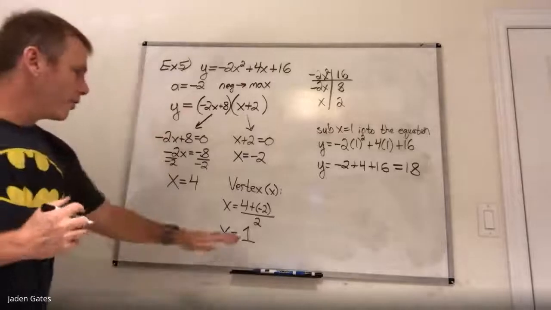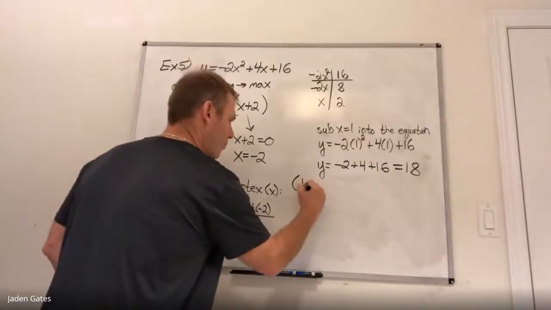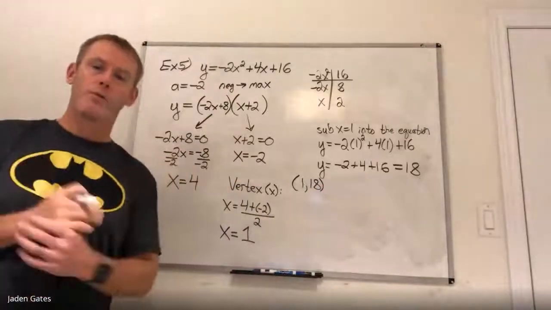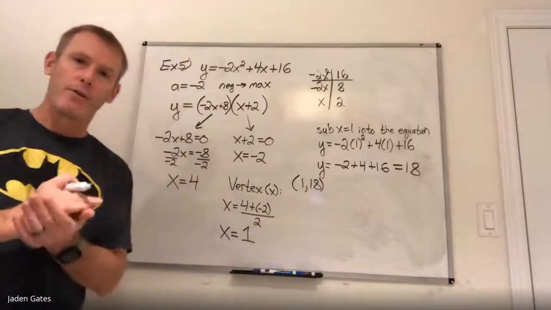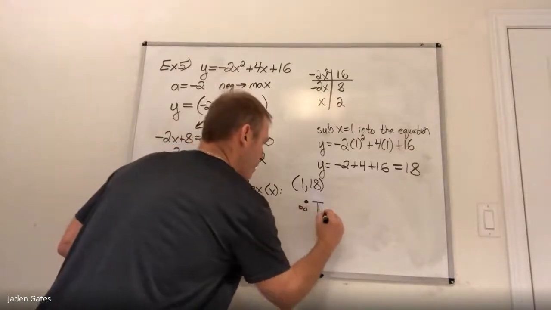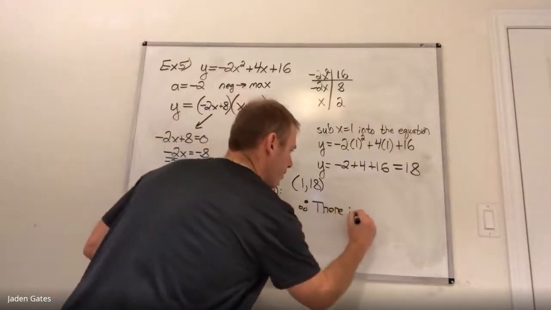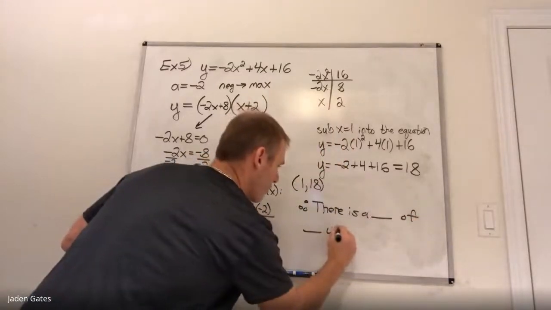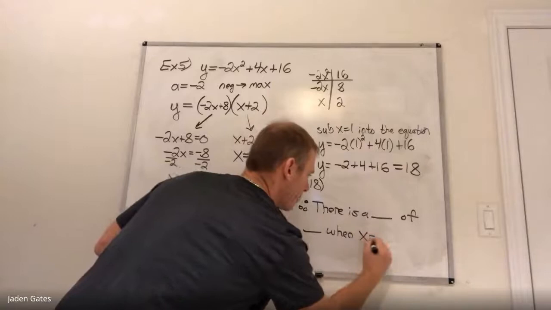All right, so now I know the vertex is at 1, 18. So now I can finish that sentence. It tells me everything I need to know. So therefore, there is a blank of blank when x equals blank.